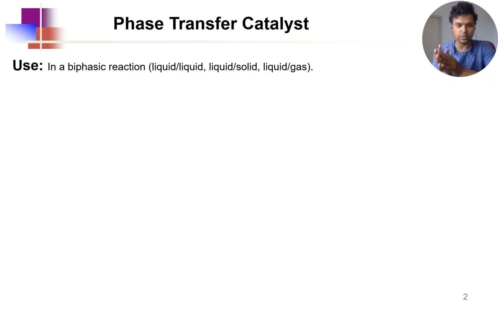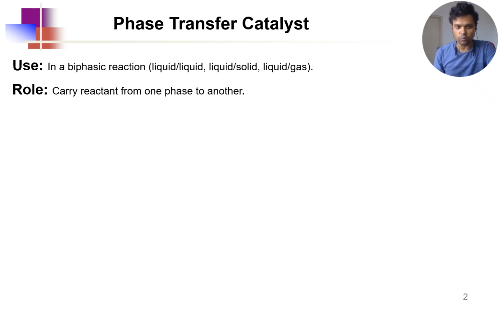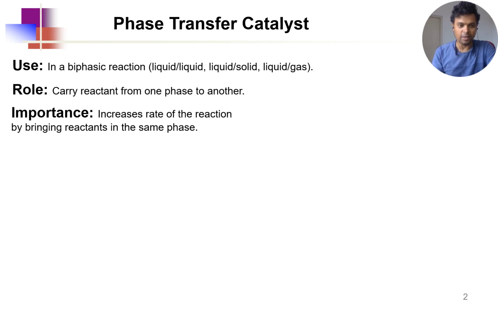Okay, so in a biphasic reaction, it could be liquid-liquid, liquid-solid, or liquid-gas. There we have to use this kind of phase transfer catalyst. The role is to carry the reactant from one phase to the other. That is a very important thing. That is why we call it phase transfer, changing the phase of the reactant. Importance: it increases the rate of reaction by bringing the reactants into the same phase.